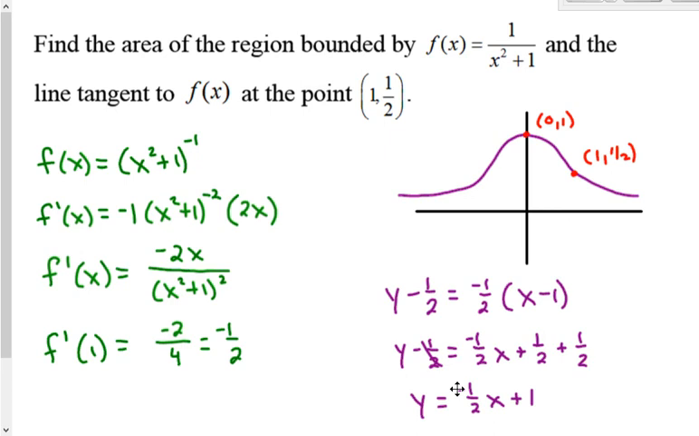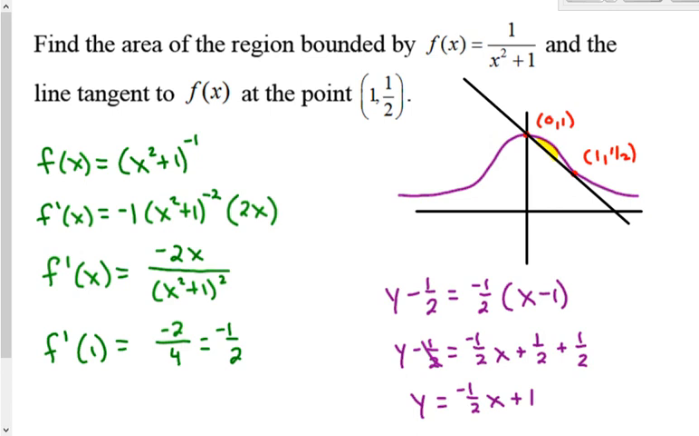And that turns out really nice because the y-intercept of the tangent line is 1. So it goes right through this point, and our tangent line is going to do something like that. And then we're going to try to find this area right here.